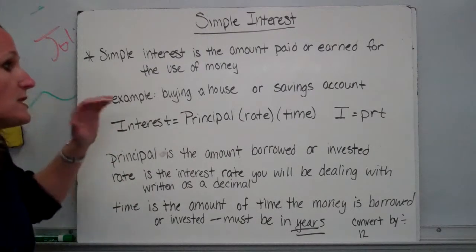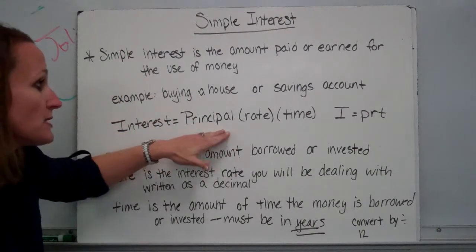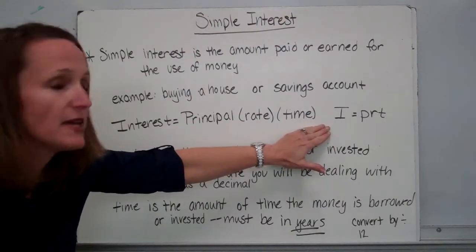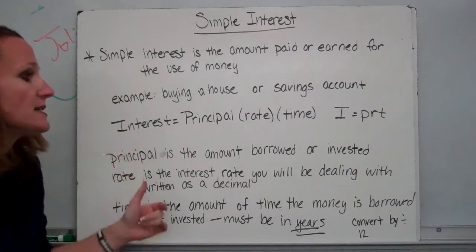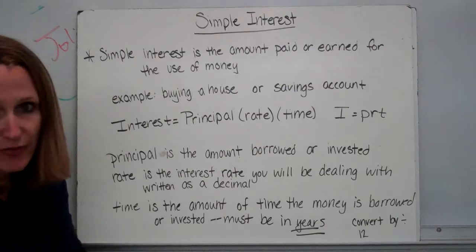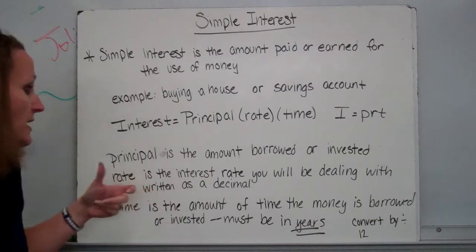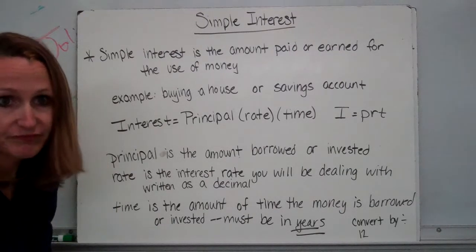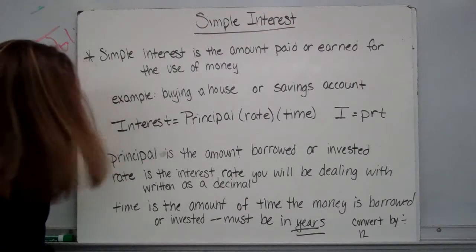So interest is a formula. And the formula is that interest equals the principal times the rate times the time. And we simplify that by saying I equals PRT. P, or principal, is the amount borrowed or invested. It could be as much as millions of dollars or as little as $1. Rate is the interest rate you will be dealing with. It's going to be written as a decimal. It's going to be a percent when you get it. We're going to have to convert it every time.